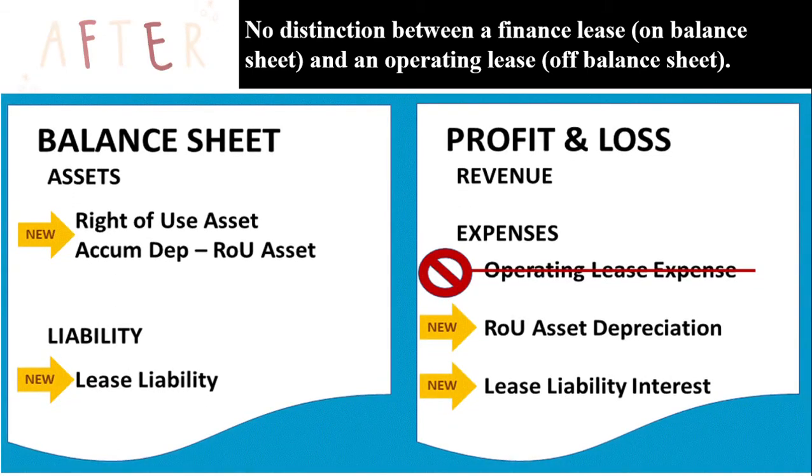So in short, in the balance sheet there is an asset and there should be a liability. The asset is the right to use asset and the liability is the lease liability. And in the profit and loss account, as we said, there is no concept of operating lease. All he should do is claim depreciation and claim lease liability interest. Fine. Apart from these, there is a new concept called short term as well as low value leases.